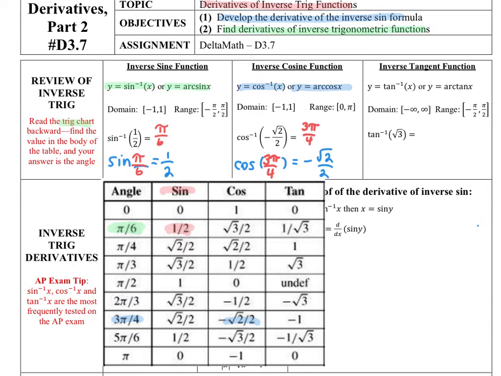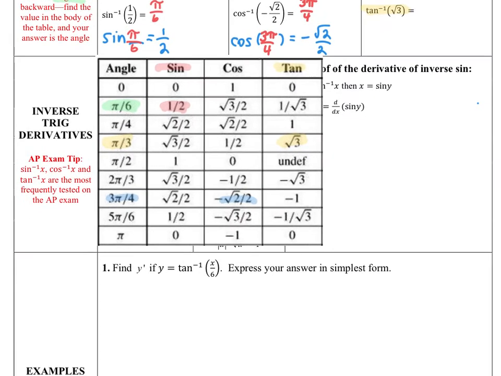And our last one is on inverse tangent. Here's our same notation. An inverse tangent of square root of 3 means I'm going to look down the tangent column, I'm going to find square root of 3, and my answer is whatever that angle is, which is pi over 3. Now that you've reviewed inverse trig, let's see how this applies to our calculus.